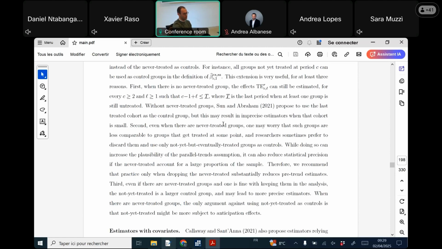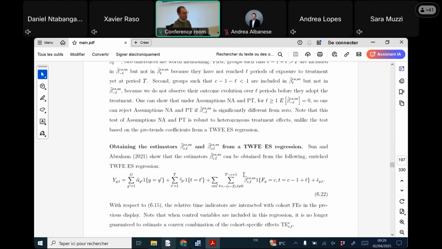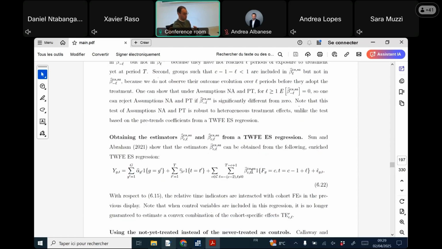Okay, and so when there are no never treated groups, Sun and Abraham don't propose to use the not yet treated. I don't know if that's the only reason, but one of the reasons is that doing so would preclude them from having this nice regression formulation of the estimators, because now the control group changes over time. Instead, they propose to use the last treated cohort as the control group. One caveat with this strategy is that the last treated cohort might be quite small, and in that case, the estimators are going to be quite noisy.